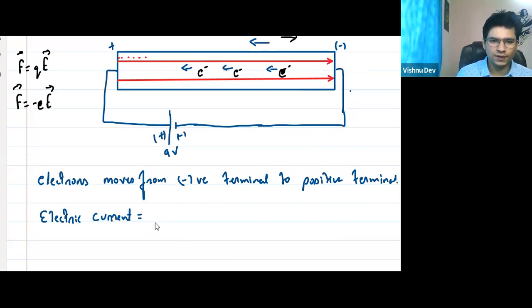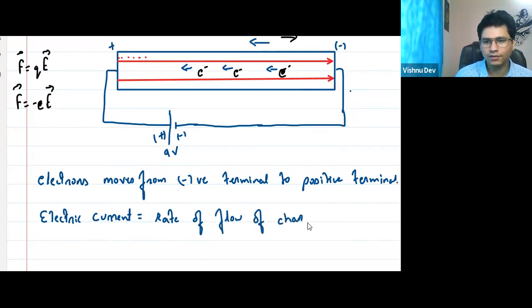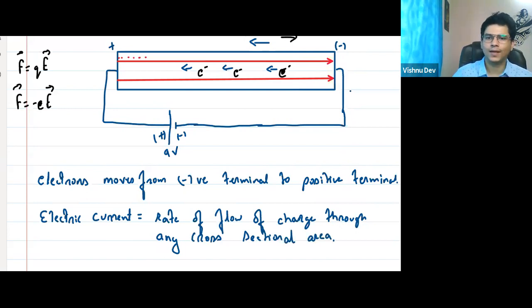Okay, so what is electric current? It is the rate of flow of charge through any cross-sectional area, through any cross-sectional area.